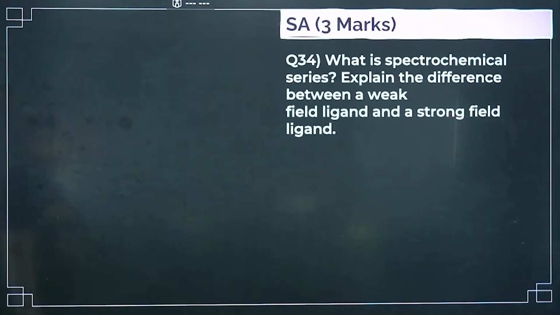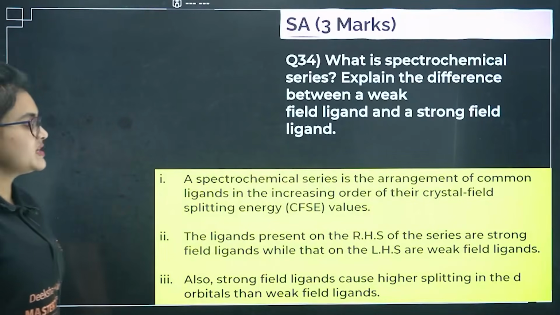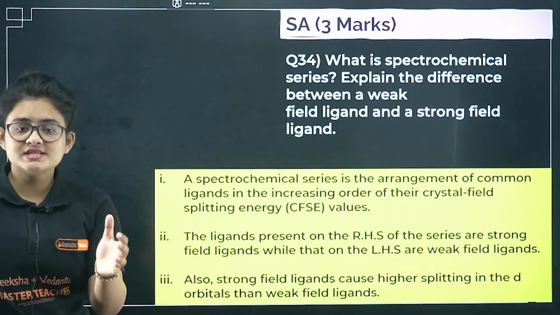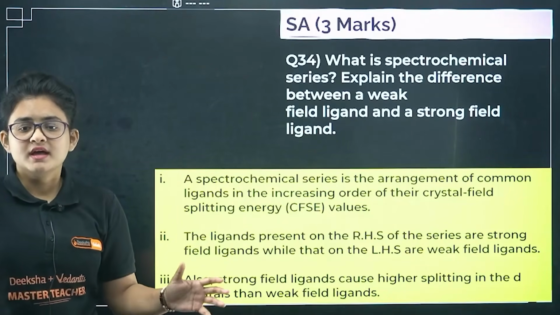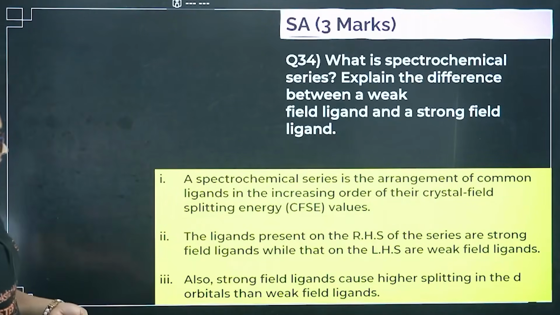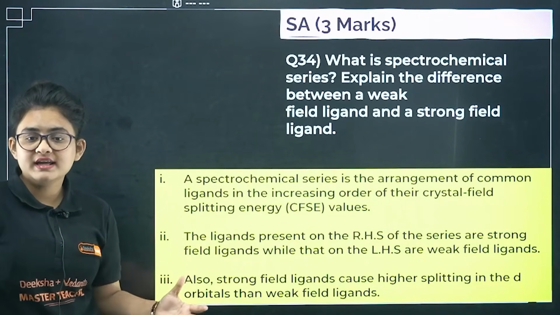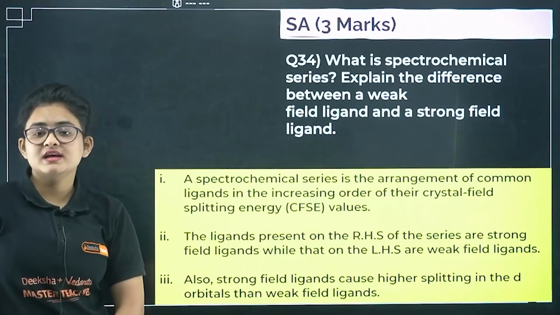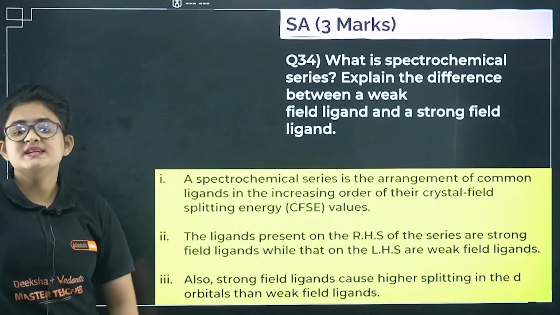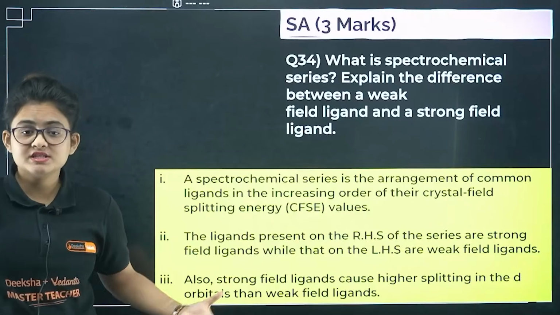Let's proceed. What is the spectrochemical series? Explain the difference between weak field and strong field ligand. A spectrochemical series is basically the arrangement of the ligands in the increasing order of their crystal field splitting energy. And the next question was the difference between them. The ligands present on the right hand side are strong field ligands, and if they are on the left hand side, they are weak field ligands. Definitely strong field ligands cause higher splitting in d orbitals, and weak field ligands cause lower splitting. For them, pairing energy becomes more.